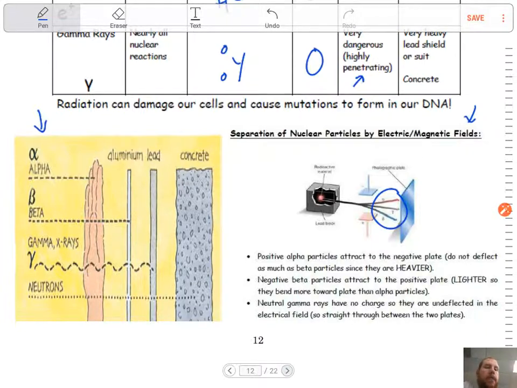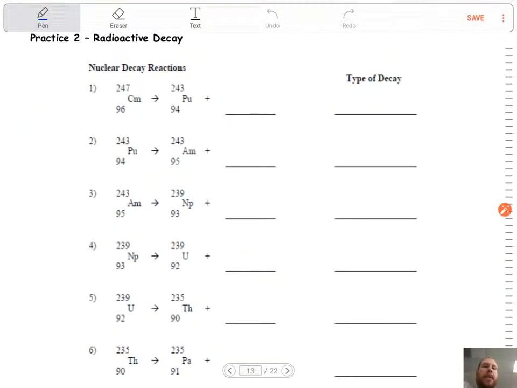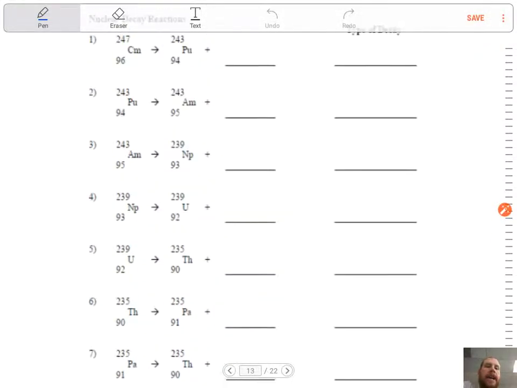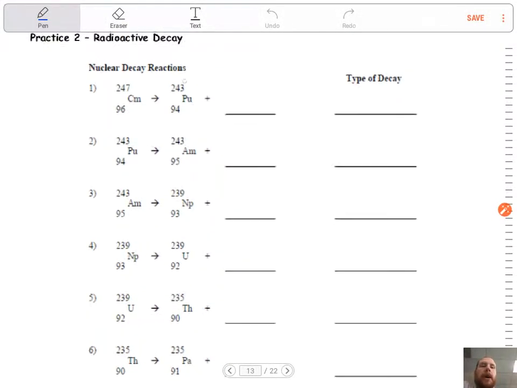So what you guys are going to do now is practice going through these nuclear decay reactions and identify the type of decay. Most of these deal with being able to figure out the daughter nuclide from a parent nuclide given the type of decay, or being able to identify the type of decay. There's more practice on this in the binder as well. If you have questions, let me know.